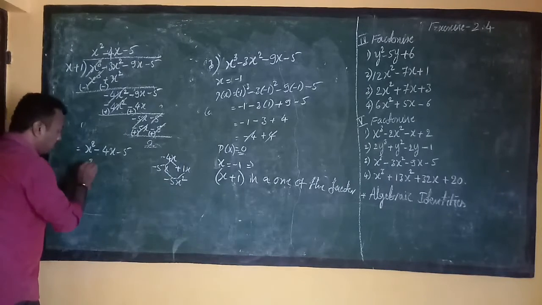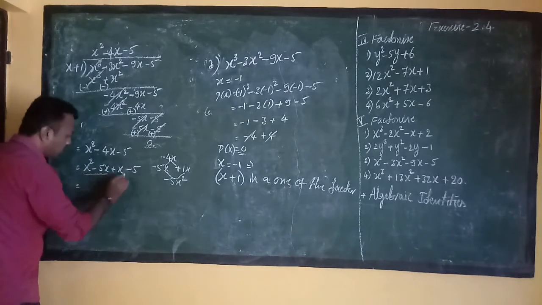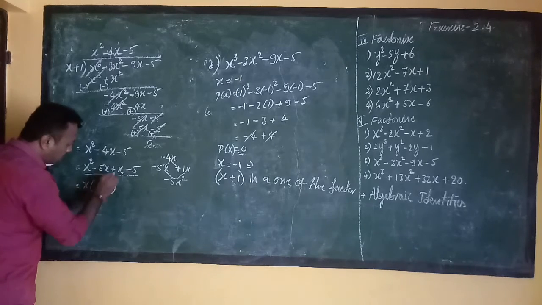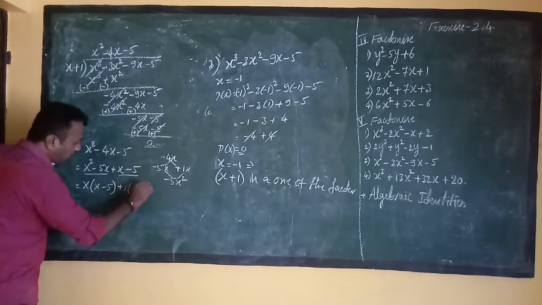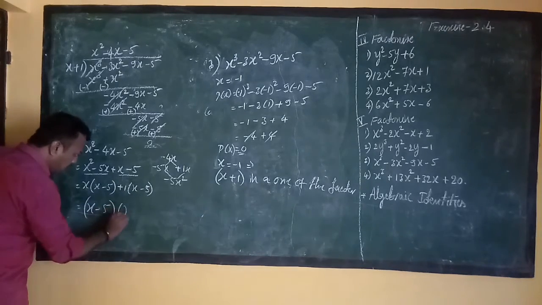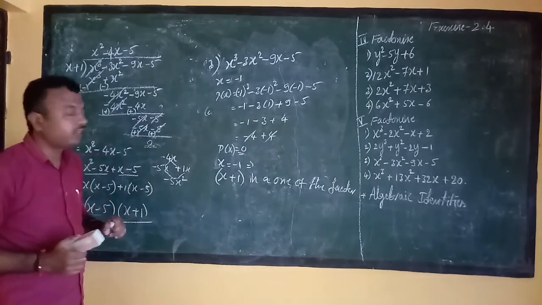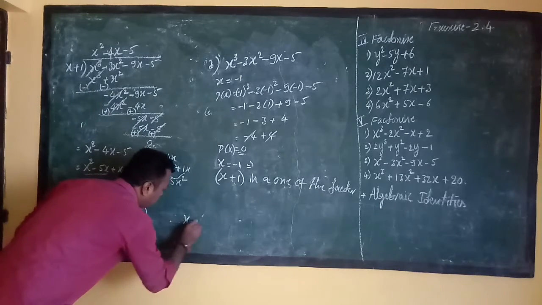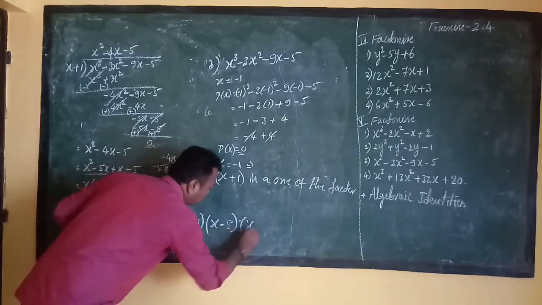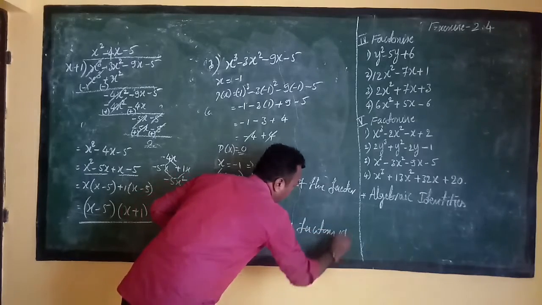As x square minus 5x plus x minus 5, finally we have to make the groups, and the common factor is x, leaving x minus 5. So plus 1 is the common factor, leaving x minus 5. Next, x minus 5 is common, and the remaining is x plus 1. So these are the other two factors of x cube minus 3x square minus 9x minus 5. Therefore, x plus 1, x minus 5 and x plus 1 are the factors of p of x.